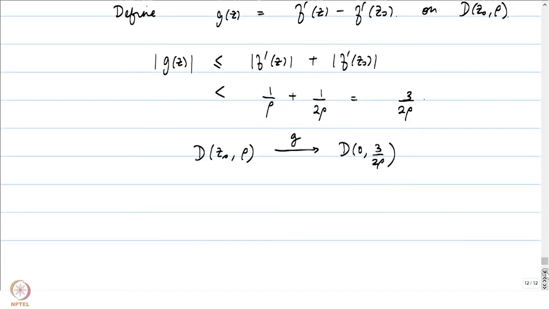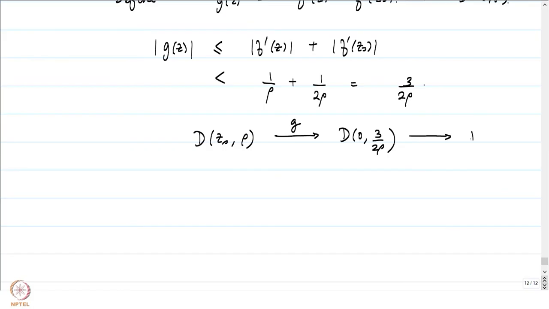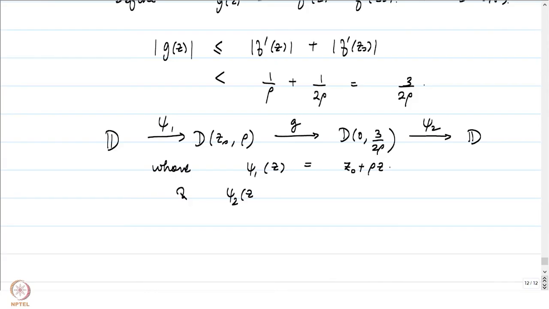Let's compose it with two functions which send it to the unit disk. The map here will be, let's call it psi 2, and the map here psi 1, where psi 1 of z is equal to z 0 plus rho times z, and psi 2 of z is equal to 2 rho by 3 times z.